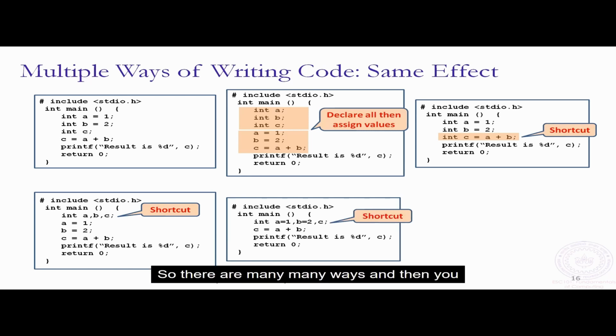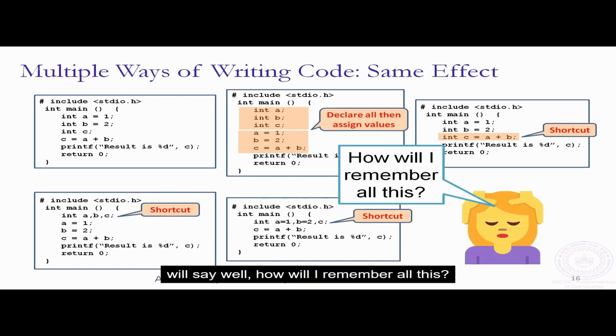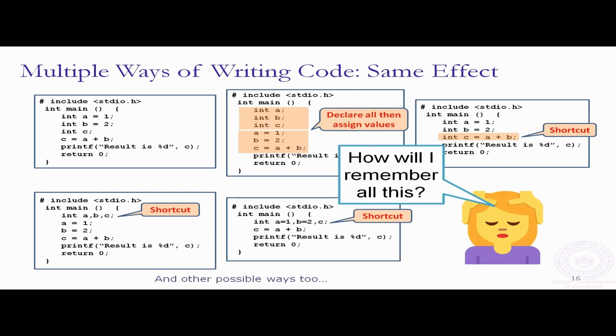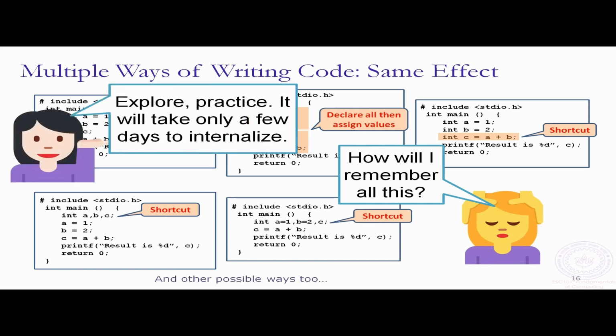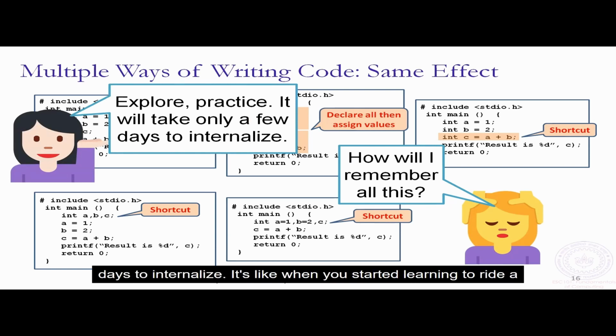So there are many, many ways. And then you will say, well, how will I remember all this? It seems like this is anarchy. How do I know what is a correct piece of code and what is not? And the simple answer is that there's no golden rule except to just practice. And when you practice, it'll take just a few days to internalize.